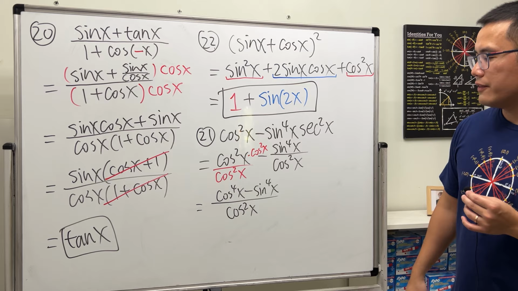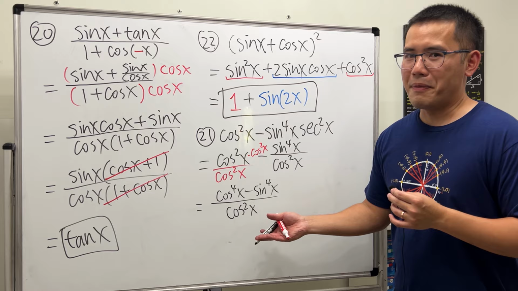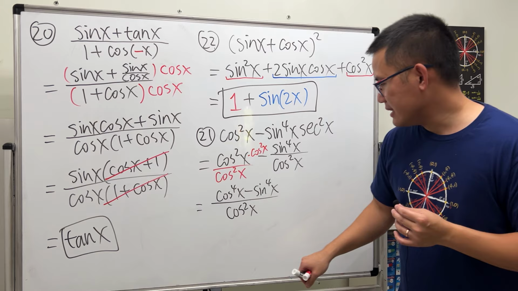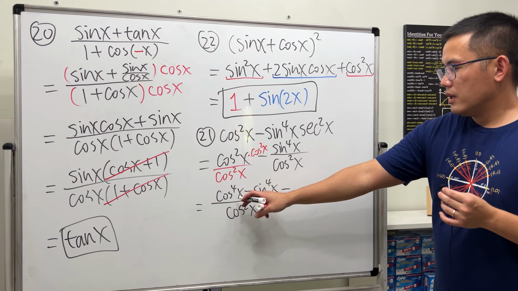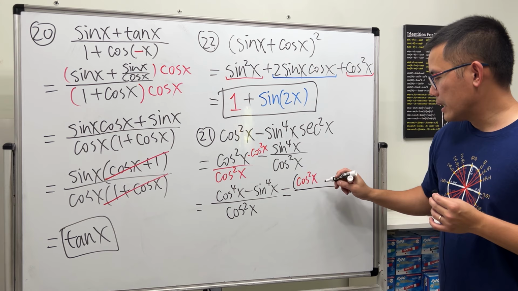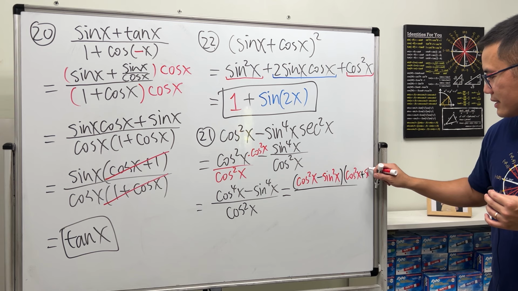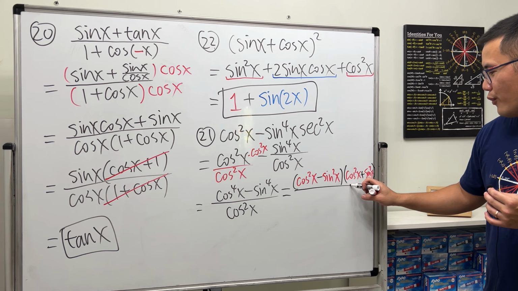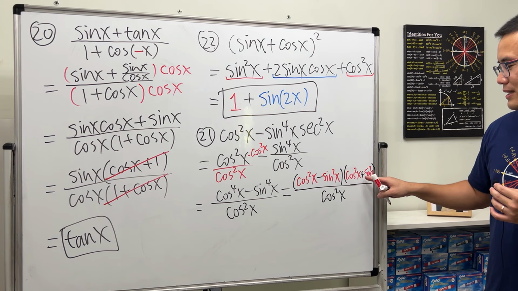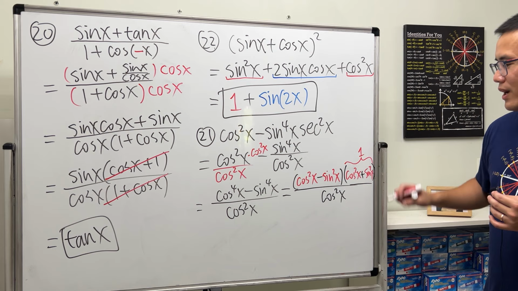And now what? Well, for this right here, we can do the same thing that we did earlier. We can factor this. Let me just put this down because I'm about to run out of space. We can factor this as cosine squared x minus sine squared x times cosine squared x plus sine squared x, over cosine squared x. Yeah? This cosine squared x plus sine squared x is nicely equal to 1. So in fact, we just have this part.